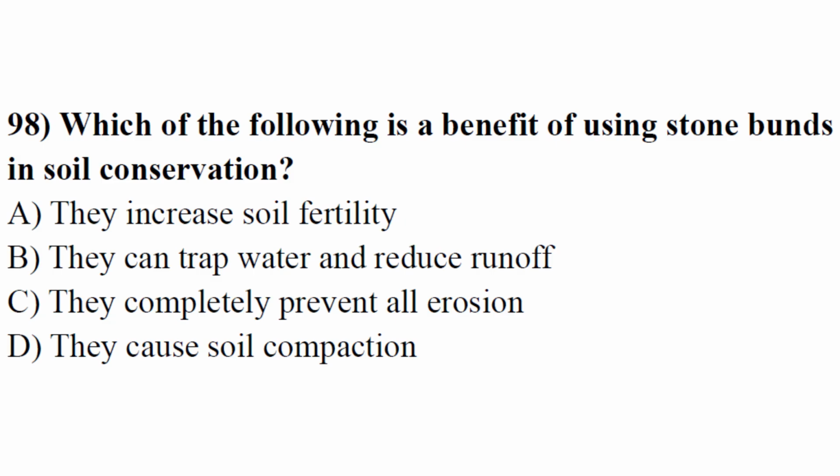98. Which of the following is a benefit of using stone bunds in soil conservation? A. They increase soil fertility. B. They can trap water and reduce runoff. C. They completely prevent all erosion. D. They cause soil compaction. Answer: B. They can trap water and reduce runoff.